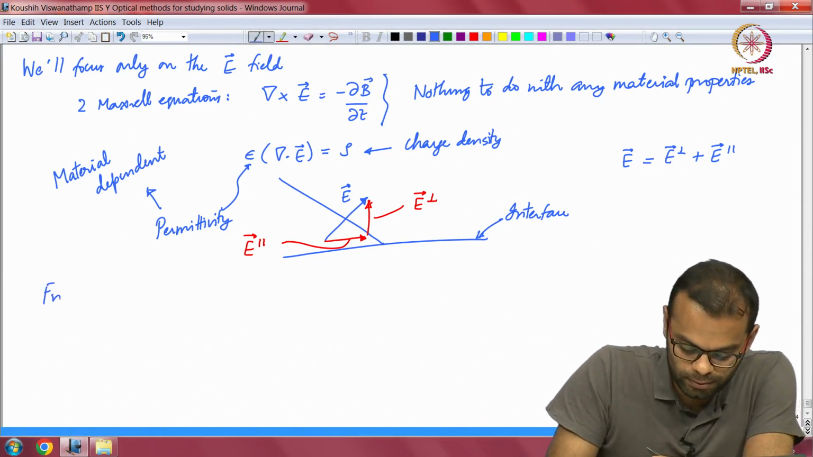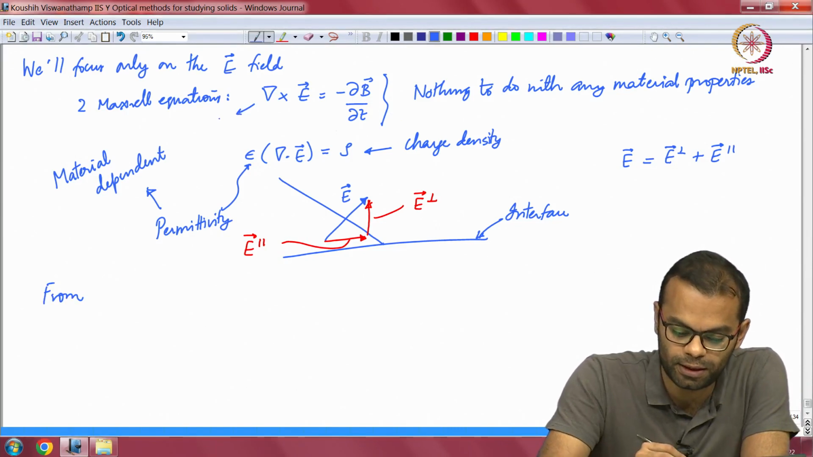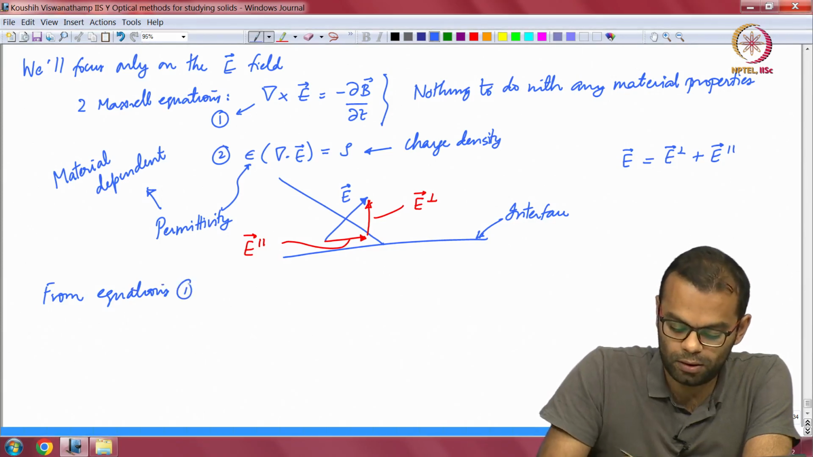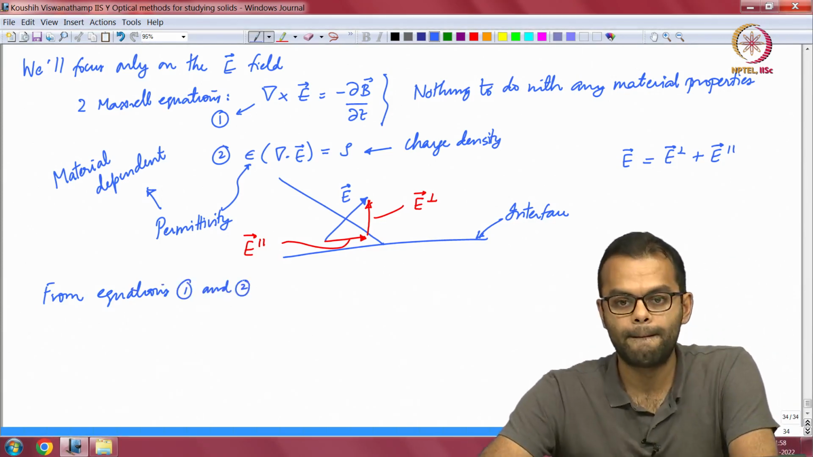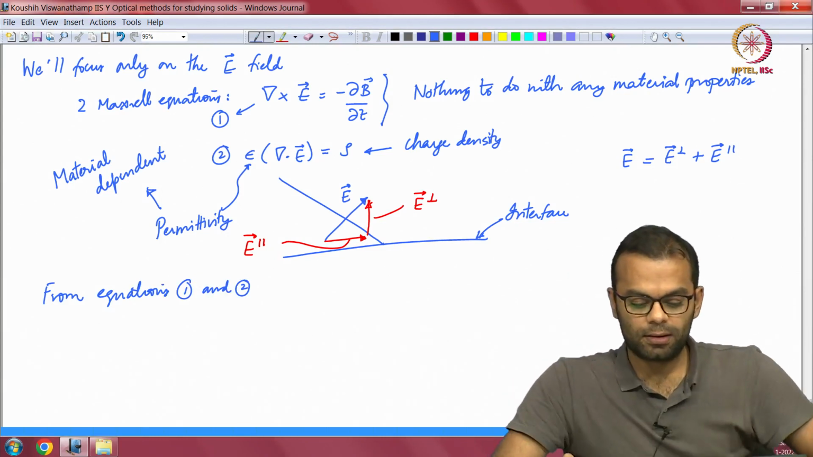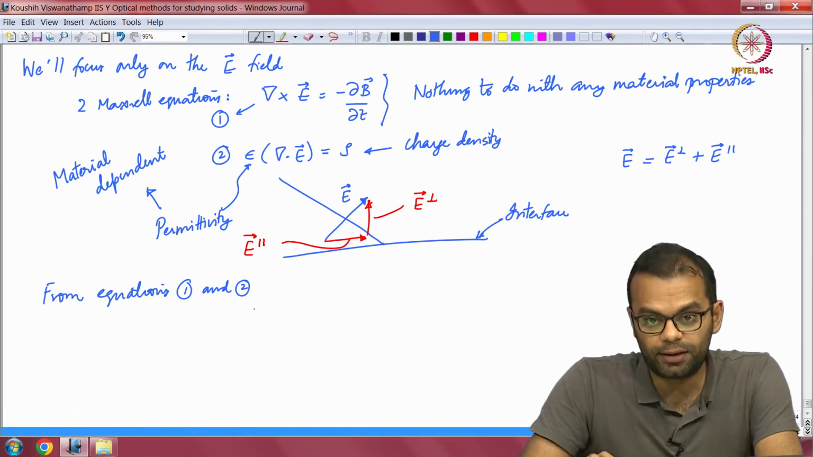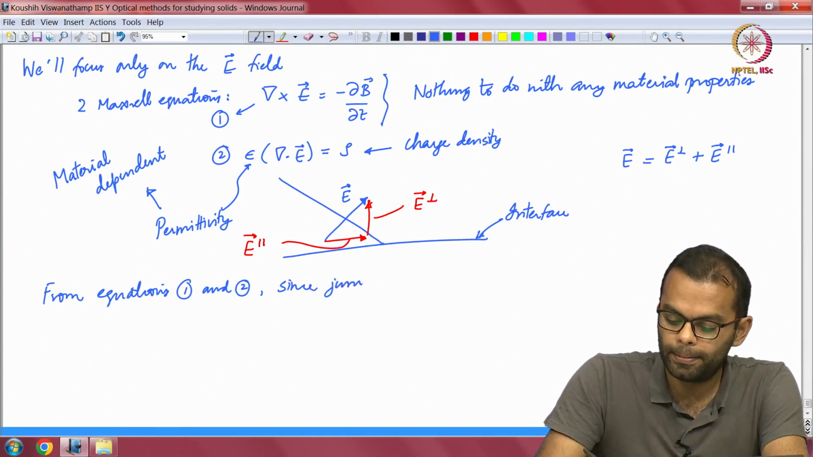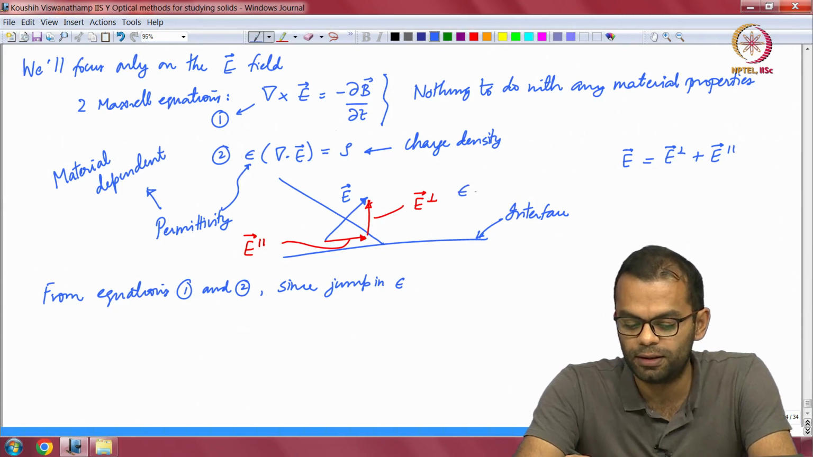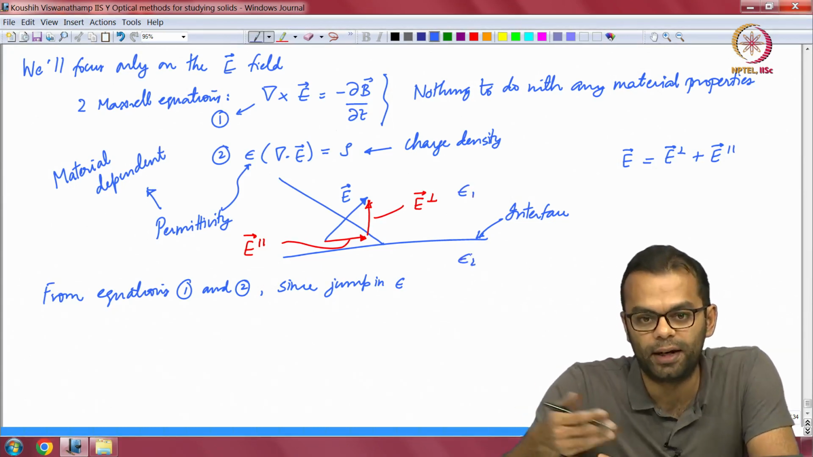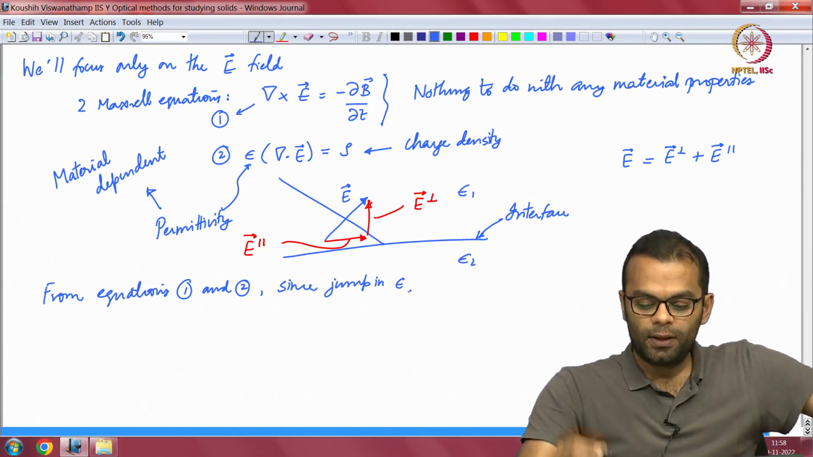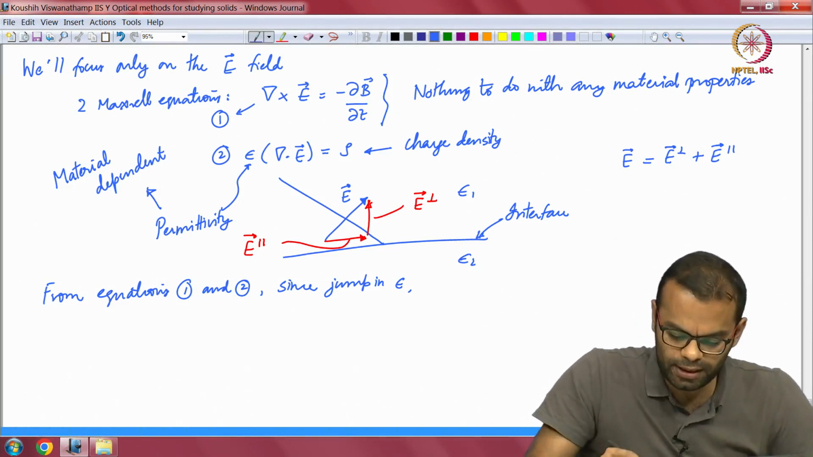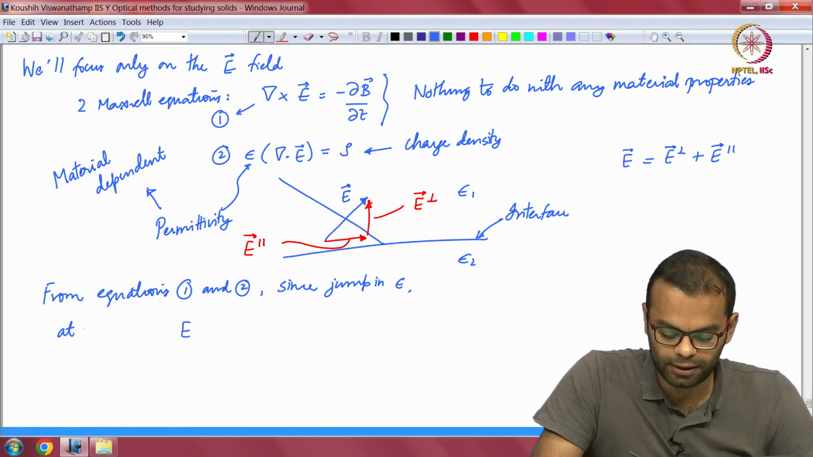Now let me call this equation 1 and 2. So from equations 1 and 2, you can show that if the magnetic field is continuous, since there is a jump in epsilon, remember there is epsilon 1 and epsilon 2, for air it will be 1 and epsilon for the other material, the electric field which obeys 1 and 2 and also has this jump in epsilon is subject to these two conditions at the interface.